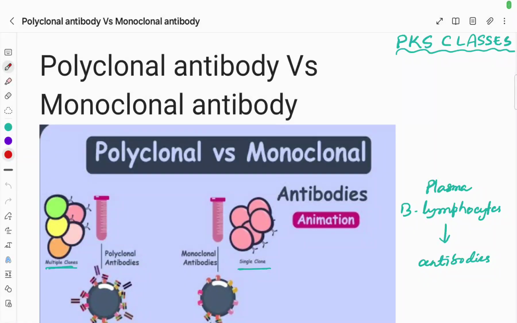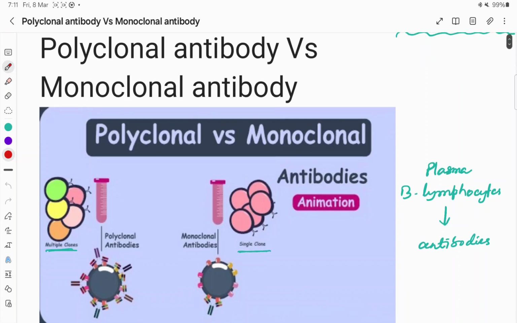Namaskar. Today we are going to discuss the difference between polyclonal antibody and monoclonal antibody. We have already studied the polyclonal antibody and the monoclonal antibody in our earlier classes. Today we will discuss the difference between them point by point.